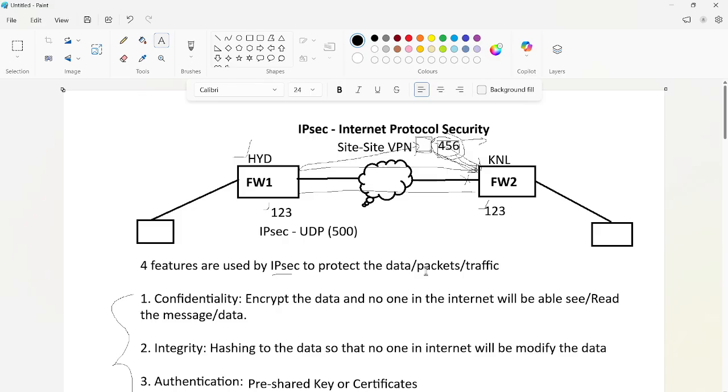No, no, no. IPsec is different, SSL is different. SSL is a different concept where you are forming tunnels between a client and a server. IPsec is a different concept where you are forming a tunnel between your branch offices, site to site.